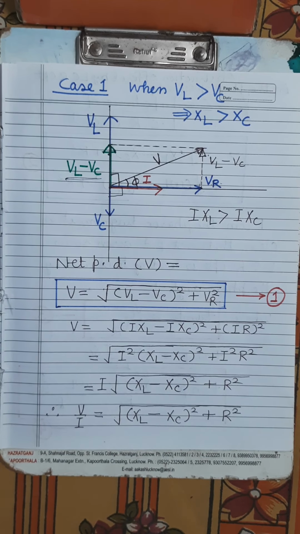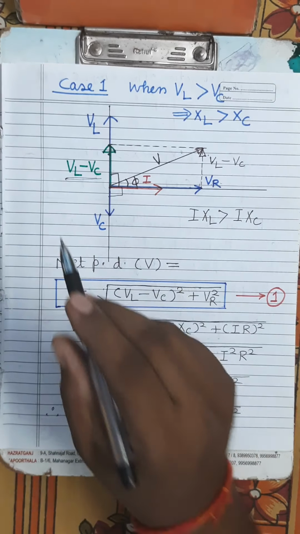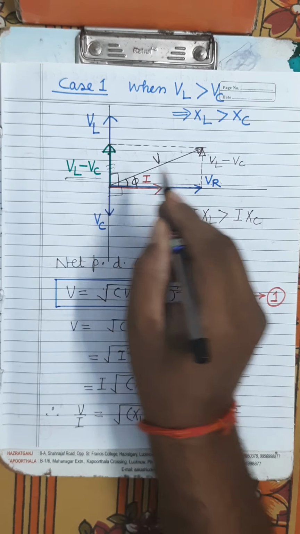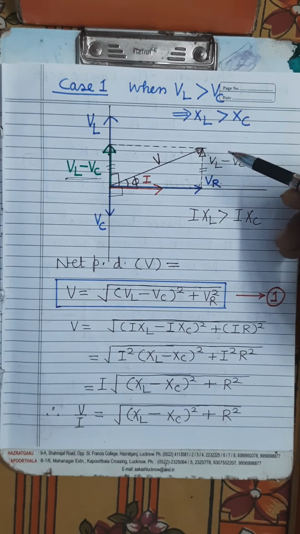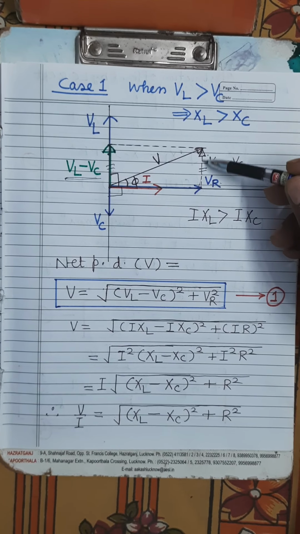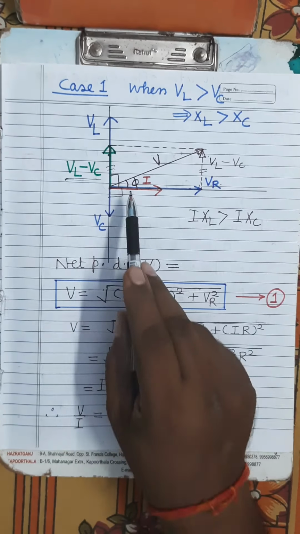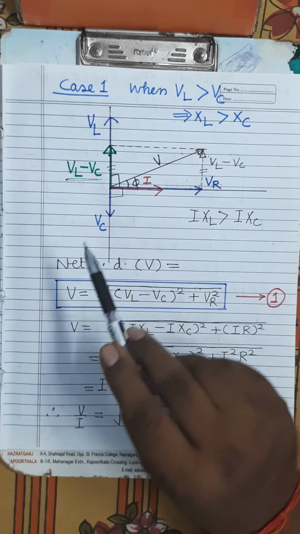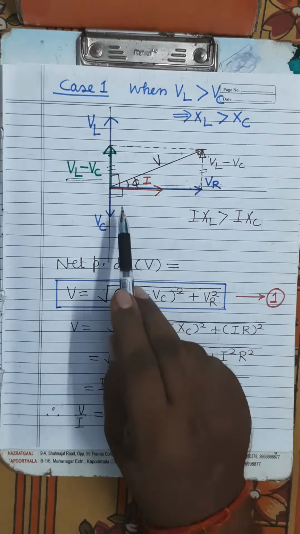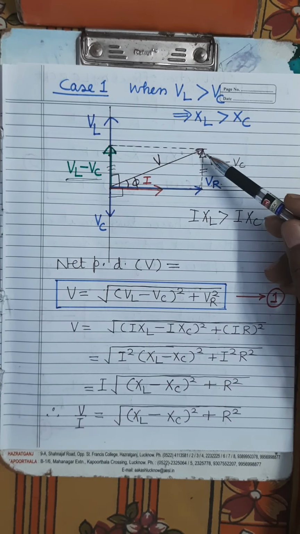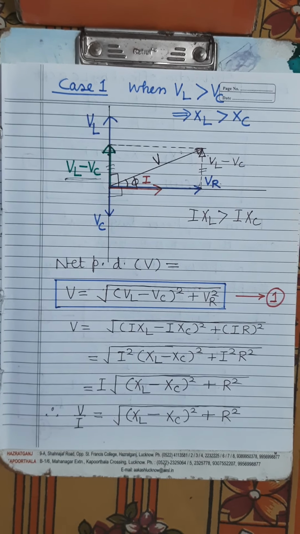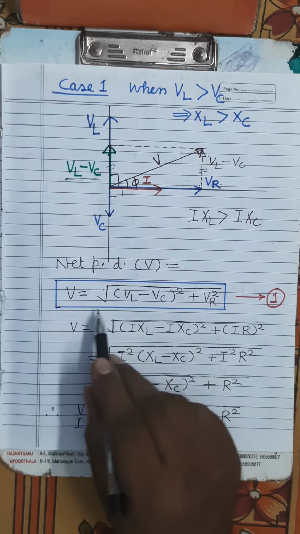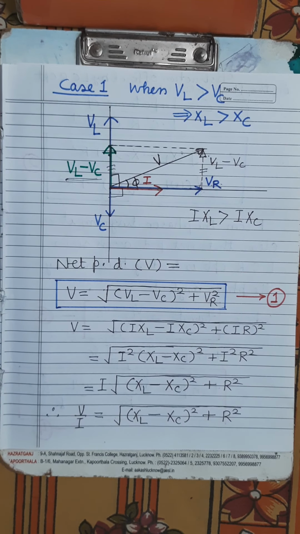And what will be its value? You can see here, since this will be equal to this, therefore it can be taken as VL minus VC, while this is VR. So by using Pythagoras theorem, V square equals VR square plus (VL minus VC) whole square. This will be the net potential difference, means net potential difference at any instant is given by this.